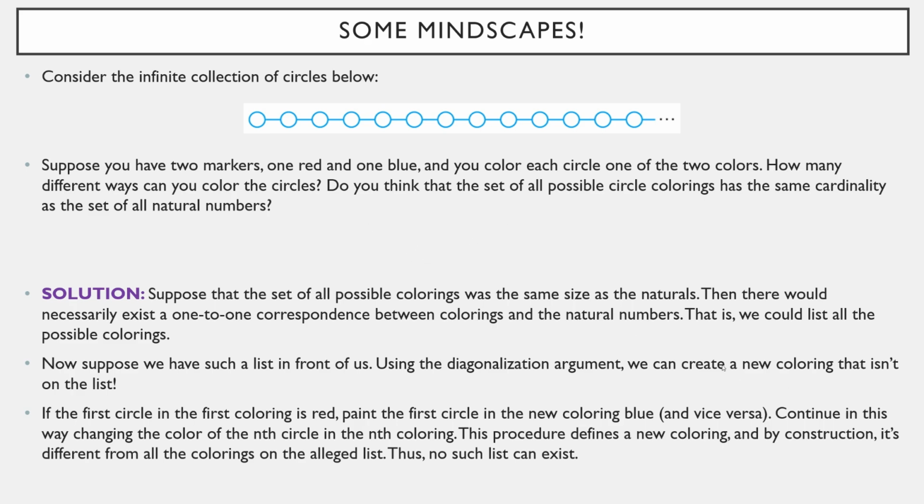If you use that diagonalization argument, I can always create a new coloring that isn't on the list. So if the first circle is red, paint the first circle in the new coloring blue, and so on. Like I can always pick something that you cannot map to. And you can continue in this way, changing the color of the nth circle in the nth coloring. This procedure defines a new coloring and by construction is different from all the colorings on the alleged list. So no, they're not the same cardinality, by that diagonal argument.